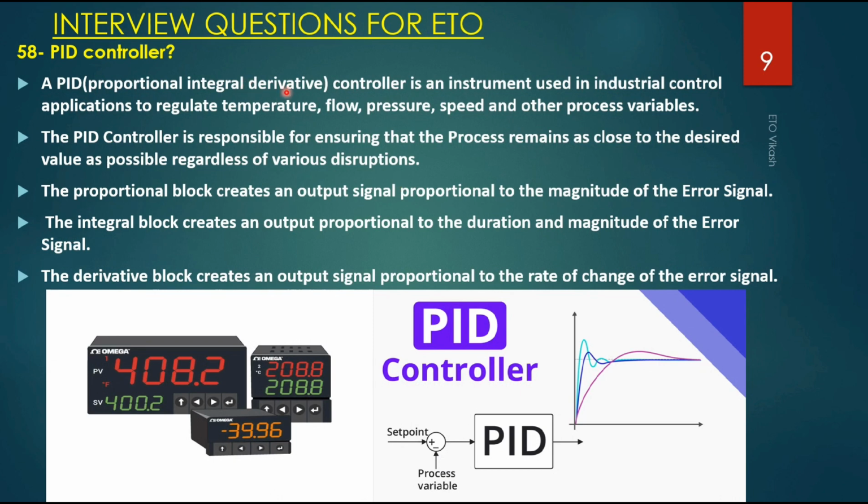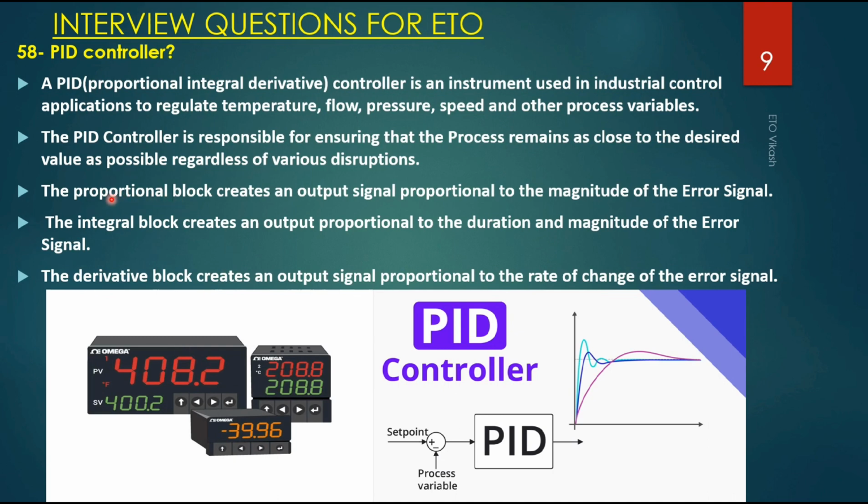A PID controller is used to regulate the temperature. Here you can see the process value and this is the set value. Suppose we are setting 400 Fahrenheit temperature, so the process value should also come close to this. If it is coming close to this, that means the PID is good.